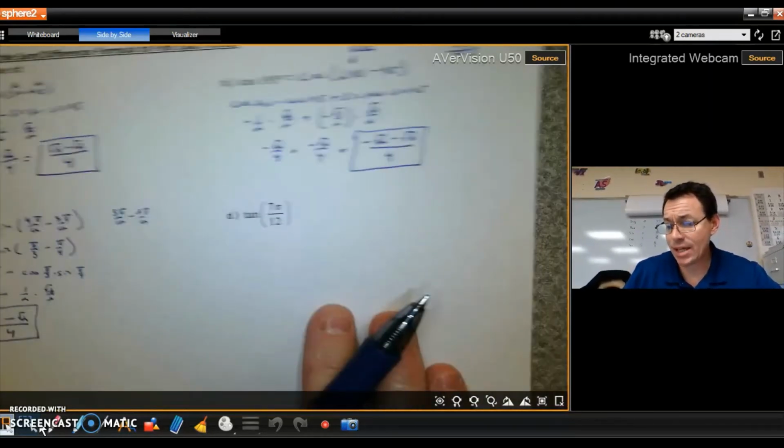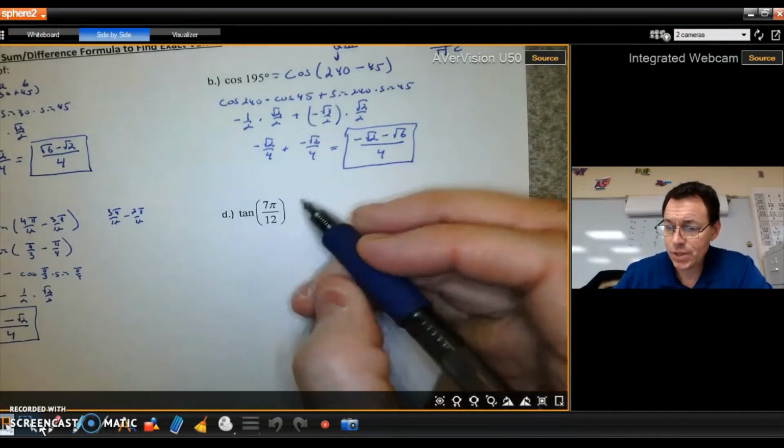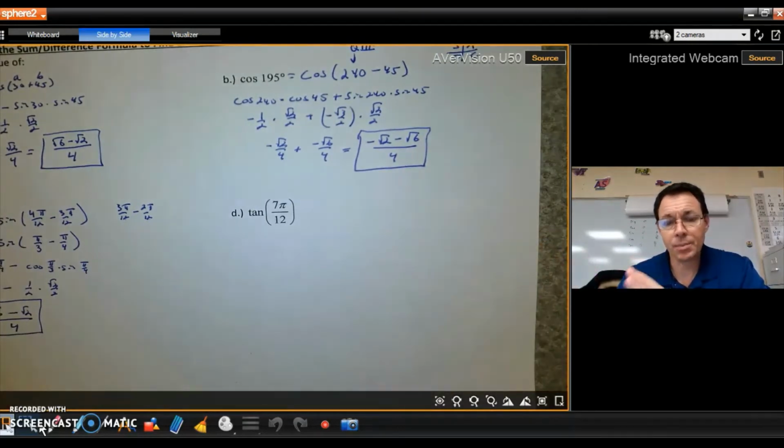Example D. So this is a tangent. So now we're going to use the tangent formula. Again, the hardest part for some people is just figuring out how to divide this into two separate angles.